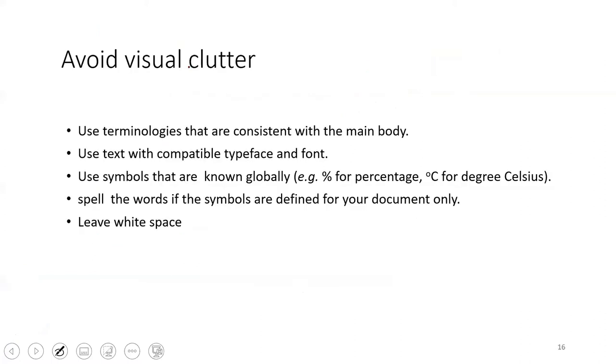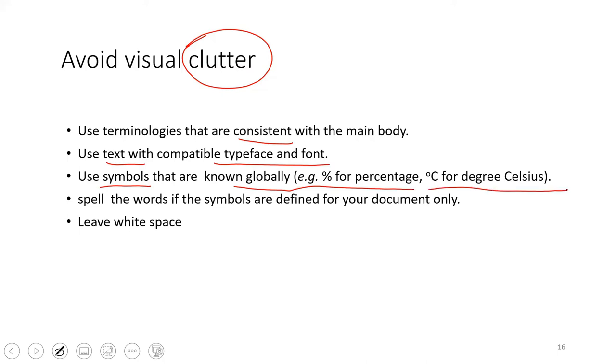Some principles to avoid visual clutter. You use terminology that is consistent with the body text. You do not want something suddenly showing up in the figure that you have no idea what it is. And the text should be comparable in typeface and font. Use symbols that are known globally, for example, percentage, degree Celsius. If they are defined by yourself, you spell out the words.